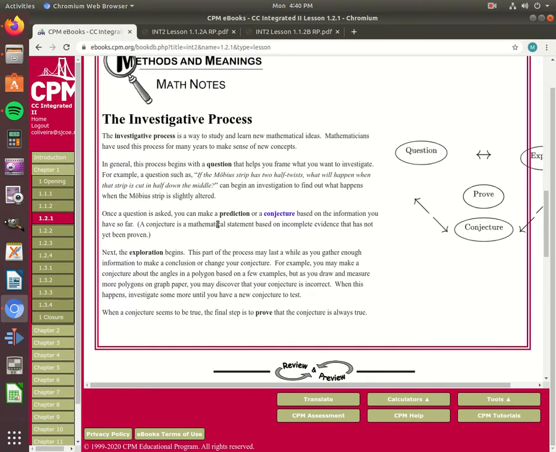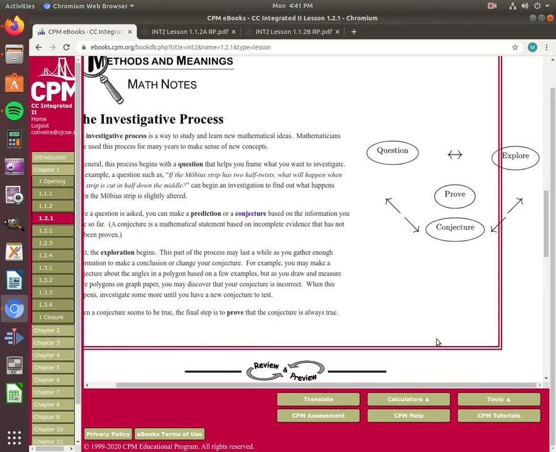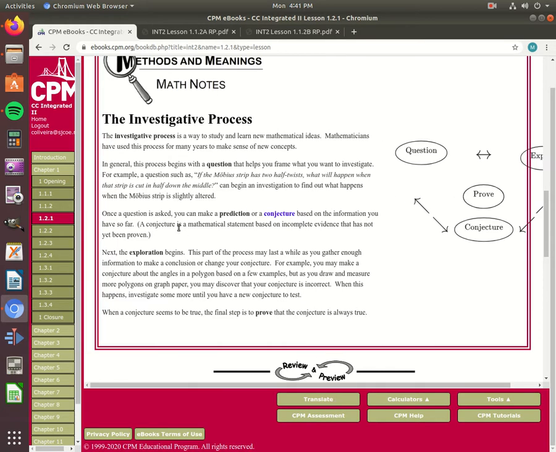Once a question is asked, you make a prediction or a conjecture based on the information that you have so far. A conjecture is a mathematical statement based on incomplete evidence that has not yet been proven. And then you explore and see what happens. You have your question, you make a conjecture, and then you try to explore that conjecture and see if it's true or not. So next, the exploration process begins.